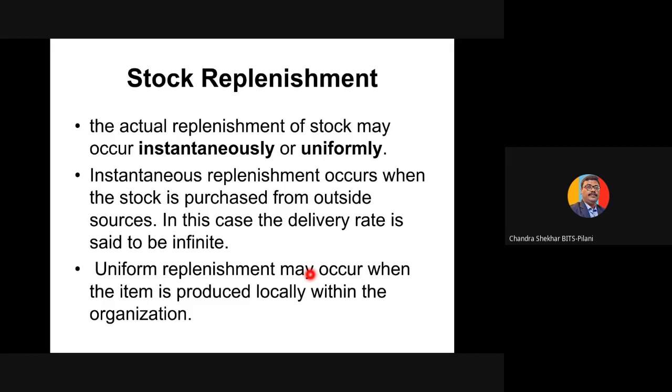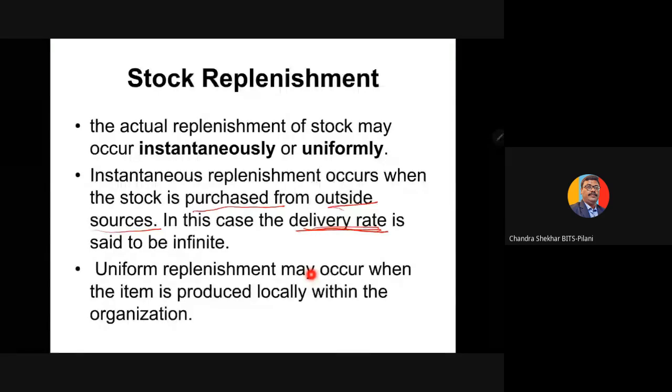Instantaneous replacement occurs when the stock is purchased from an outside source. In this case, the delivery rate is said to be infinite. This thing you have to remember: when we have instantaneous stock replacement, we take the delivery rate as infinite. Uniform replacement occurs when the item is produced locally in an in-house facility within the organization.